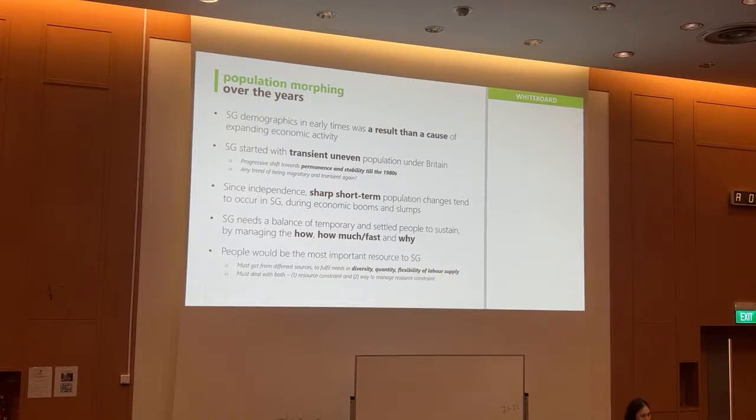Singapore started with a transient, uneven population. Then as time moves by, especially after World War II, there was more collective experience and memory and togetherness among people. We have more people wanting to stay rooted in Singapore. So the profile changed towards permanence and stability towards the 1980s until 1990 plus minus. There is this current trend of immigration fever. So with this current trend, some people may ask, is Singapore going back to the olden days of being migratory and transient again?